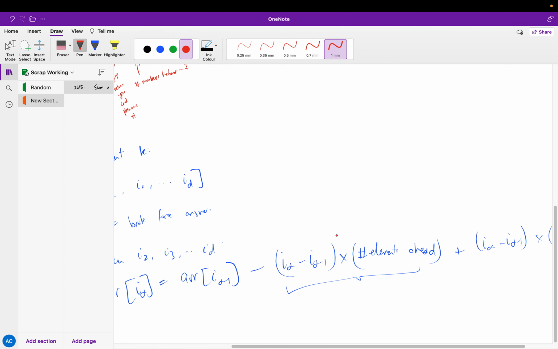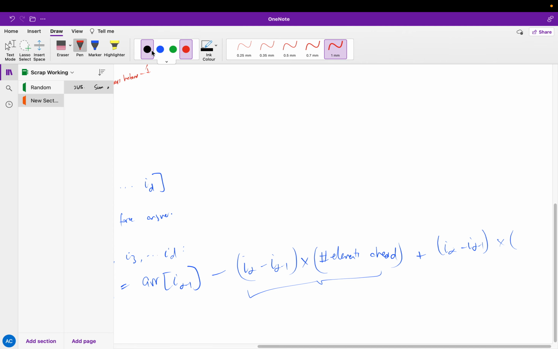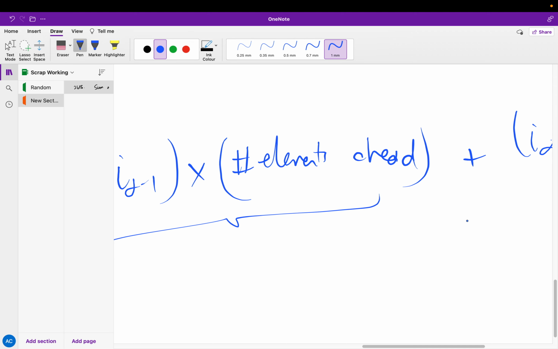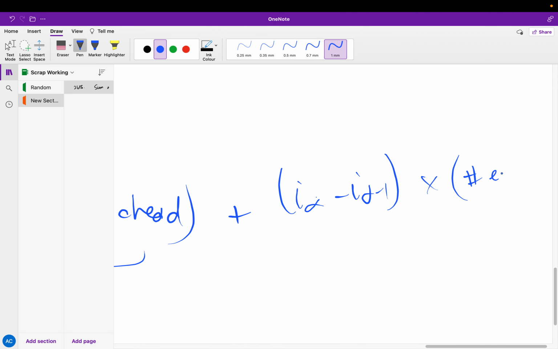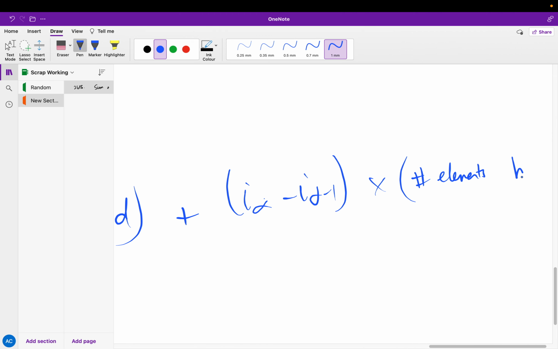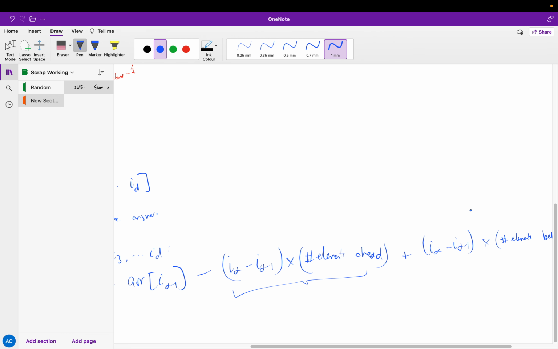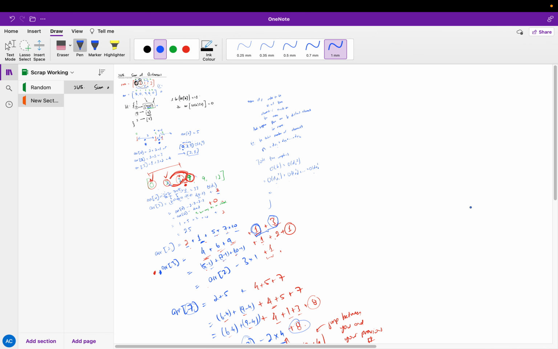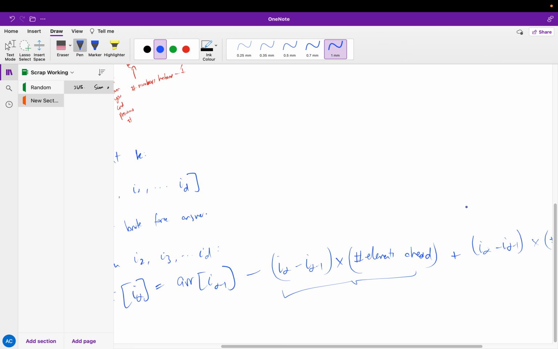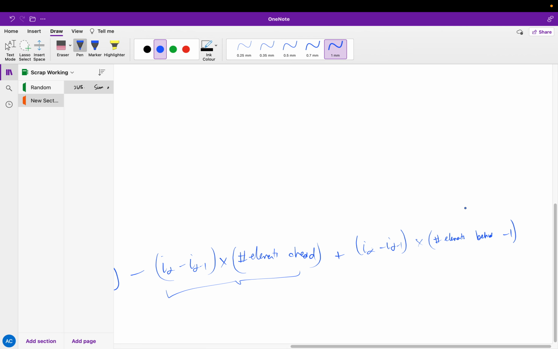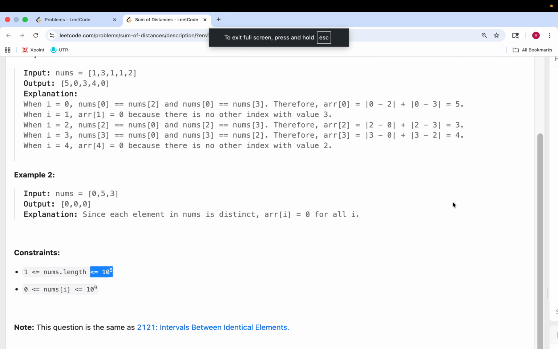Okay, so my formula: number of elements behind minus 1. And this is my formula. And I do that throughout the hash table, and I think I've got it. This is crazy, by the way. All right, let's try it out.